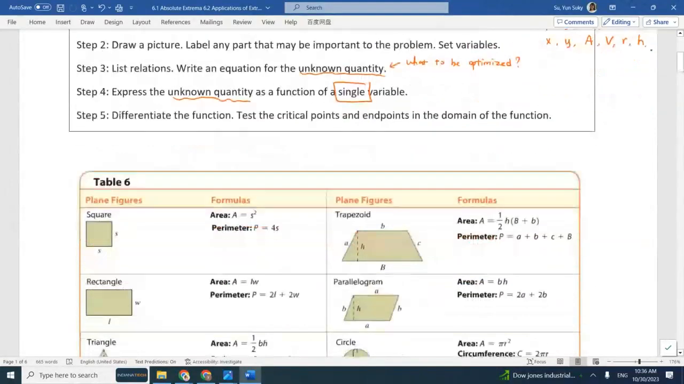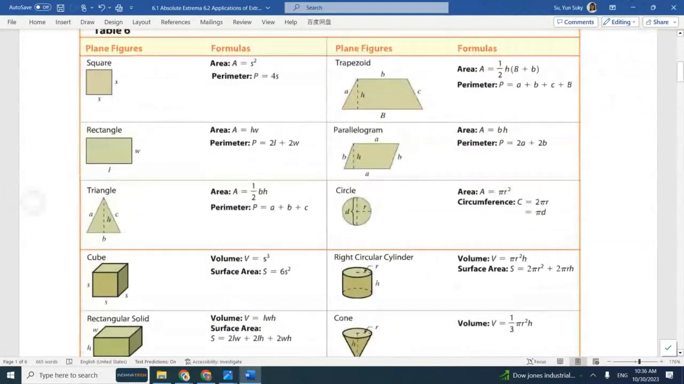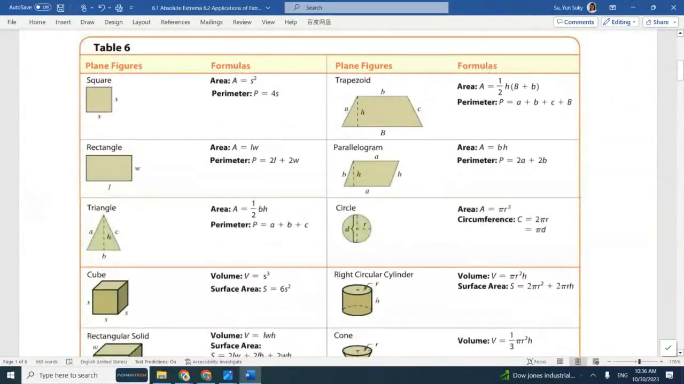Next, let's review some common shapes. For two-dimensional geometric figures, we have the square. The area of a square is s squared, right, everybody? The perimeter: you have 4 sides, so 4 times s. Is that okay, everybody? How about the rectangle?